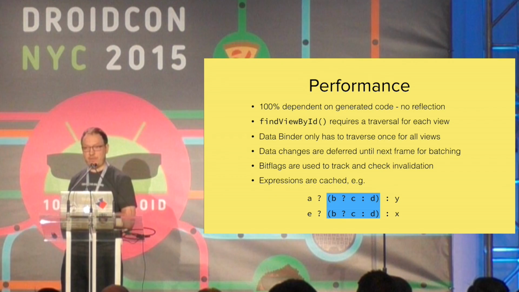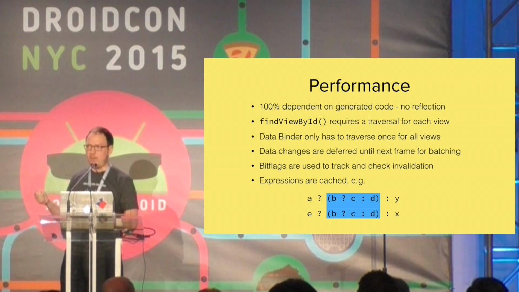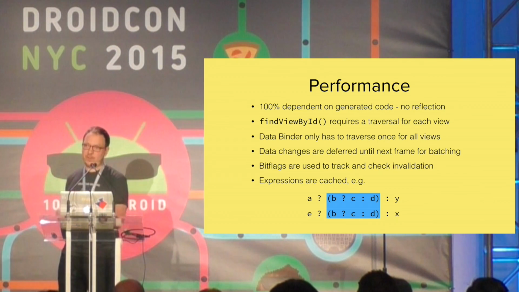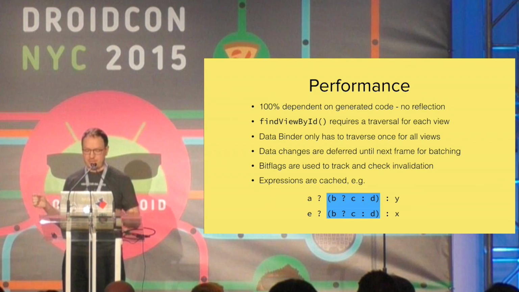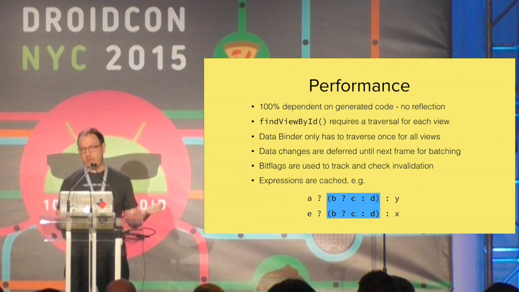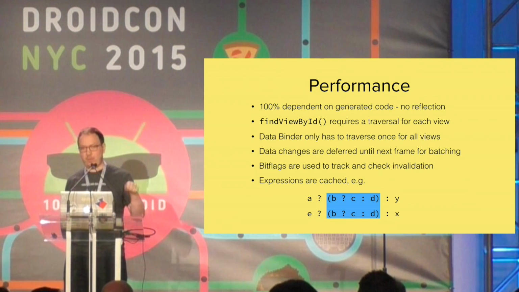Also, the changes for the UI are batched together. For example, if you had a callback where you were updating the state of 10 different views, you'd have to update them each one by one. Data binding batches them all together and runs them on the UI thread for you. Some more advanced math and bit flags are used to track the state of the invalidation of views, so it's not going to be redrawing and rebinding the data if nothing has changed.